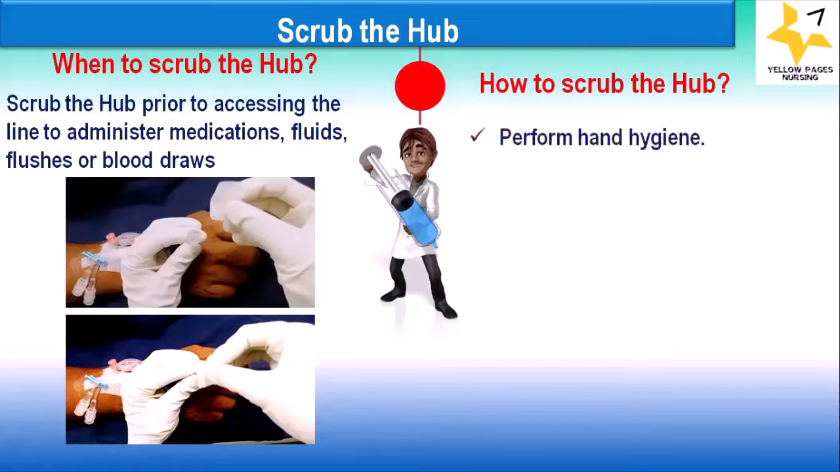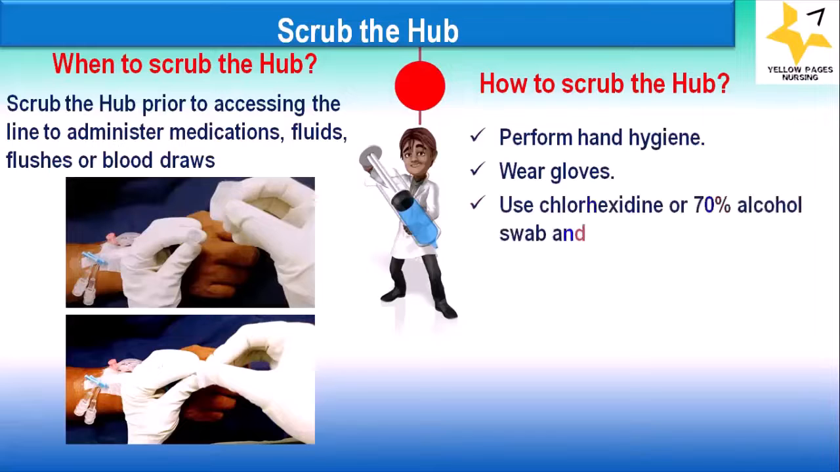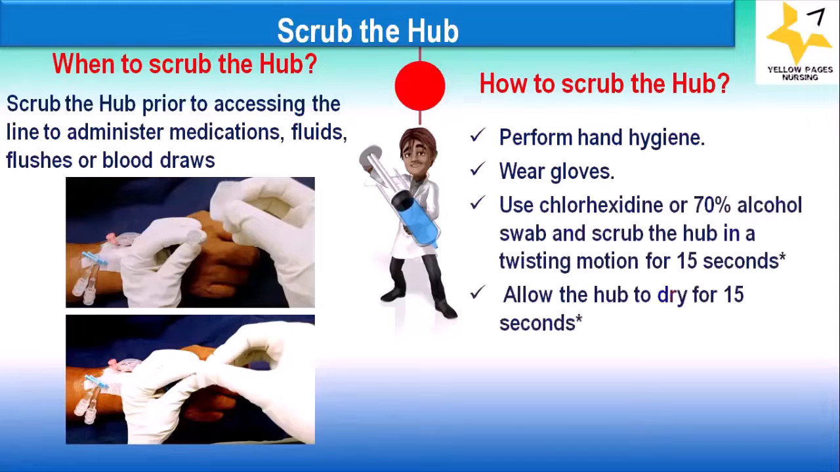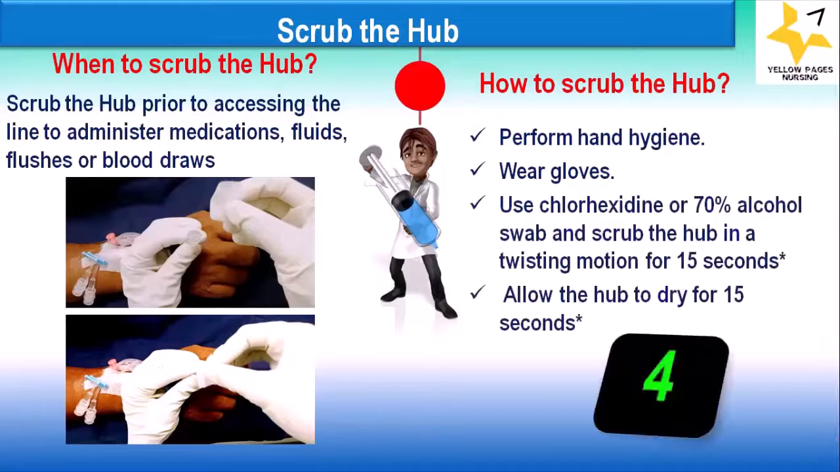Perform hand hygiene, wear gloves, use a chlorhexidine or 70% alcohol swab, and scrub the hub in a twisting motion for 15 seconds. Allow the hub to dry for 15 seconds. So, total 30 seconds. After that, the hub can be accessed with sterile devices for infusing medication or drawing blood.